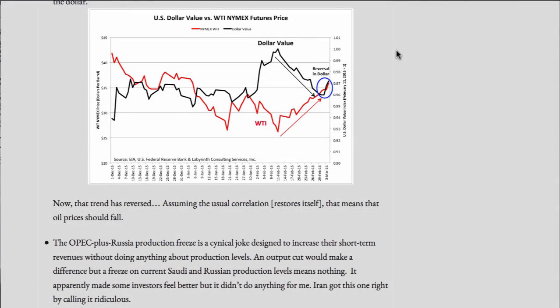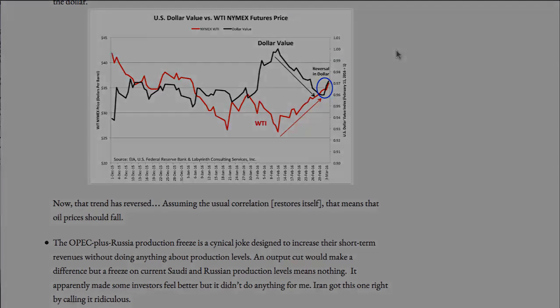The OPEC plus Russia production freeze is a cynical joke designed to increase their short-term revenues without doing anything about production levels. An output cut would make a difference, but a freeze on current Saudi and Russian production levels means nothing. It apparently made some investors feel better, but it didn't do anything for me. Iran got this one right by calling it ridiculous.